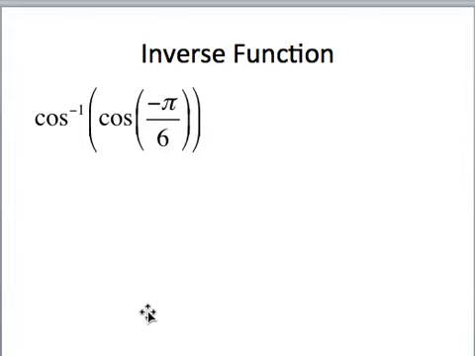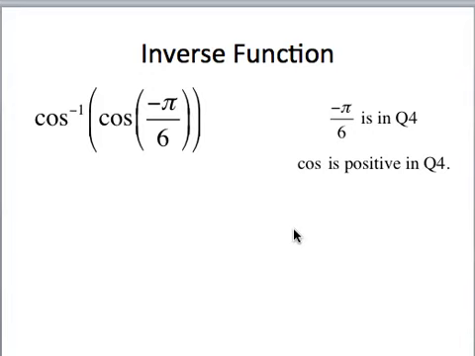I have the inverse cosine of the cosine of negative pi over 6. Can you visualize negative pi over 6? Negative 30 degrees. That's in quadrant 4. In quadrant 4, the x values are positive, so cosine is positive in quadrant 4. How about my reference angle? Well, if it's negative pi over 6, the distance or the angle from the x-axis to that radial line is going to be pi over 6. So pi over 6 will indeed be the reference angle.